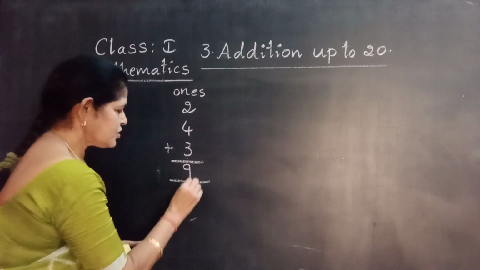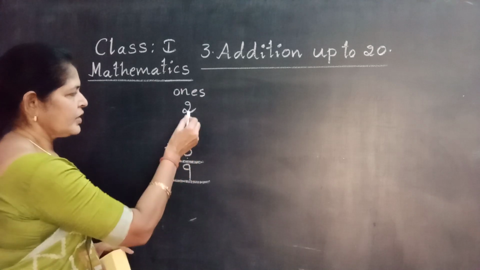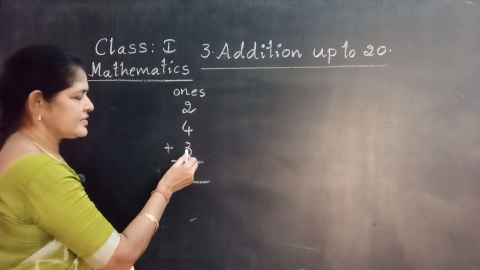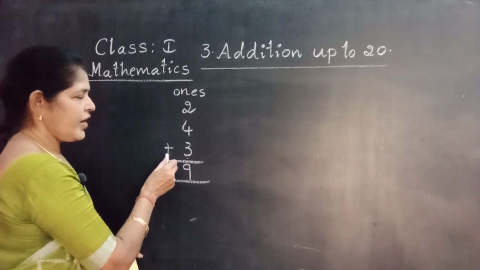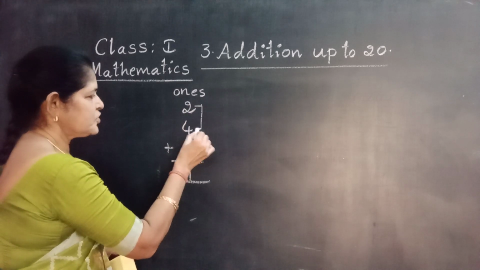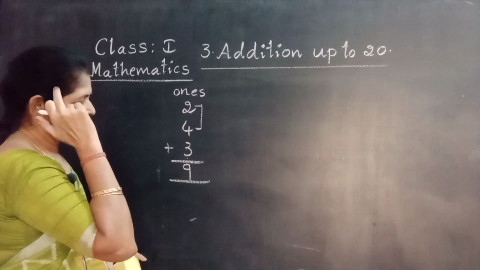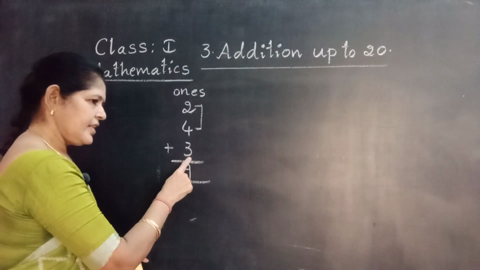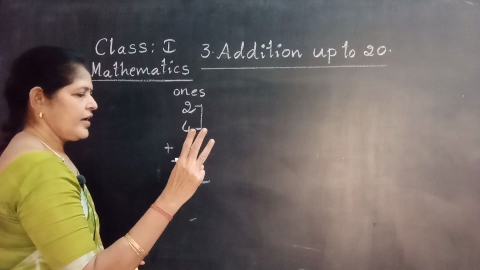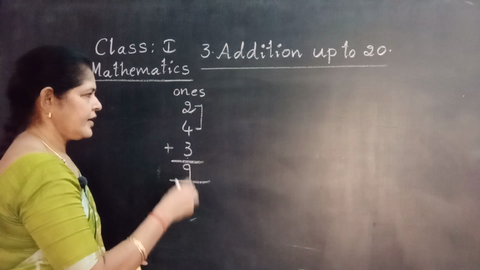The total is also a 1-digit number. 2 plus 4 plus 3. The plus symbol is for addition. First add these two numbers. 6 in the mind. Again add this number. Take 3 fingers, 6 after: 7, 8, 9.